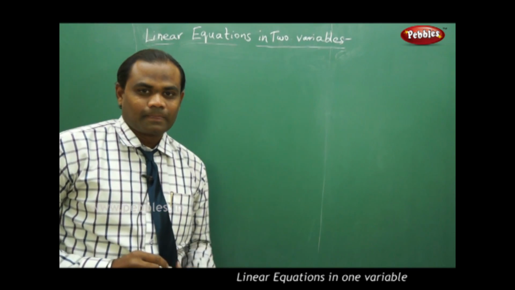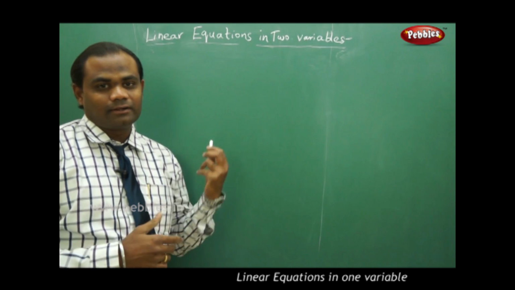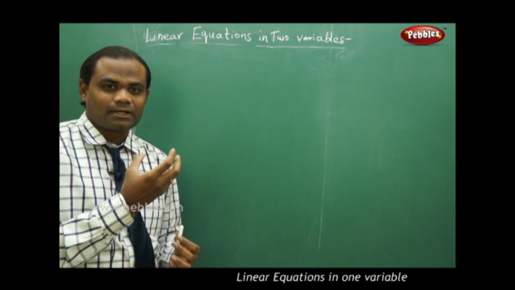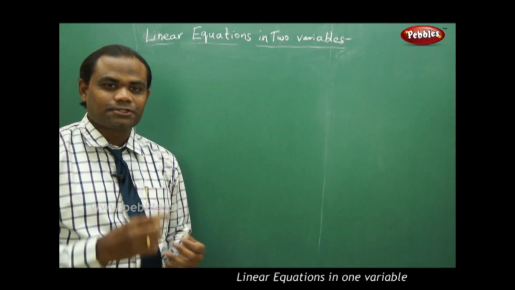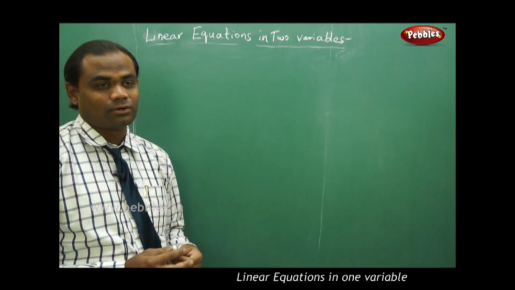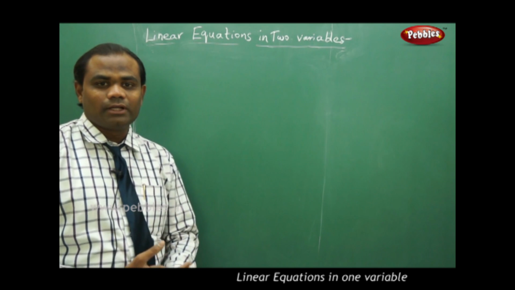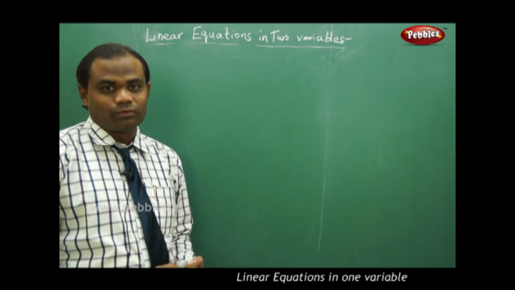Now coming to the linear equations in two variables, we already defined what a linear equation in two variables is. If you have two variables identified in the equation, with the degree of each being 1, then such an algebraic equation is called a linear equation in two variables. Now we have seen how to solve a linear equation in one variable. So let's see if we can solve a linear equation in two variables.